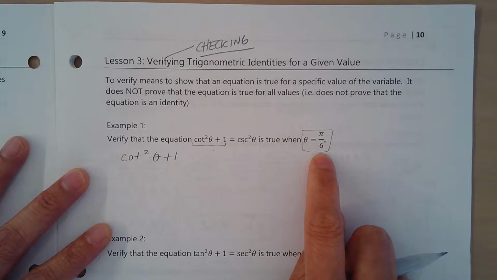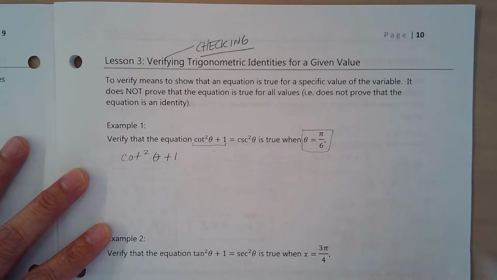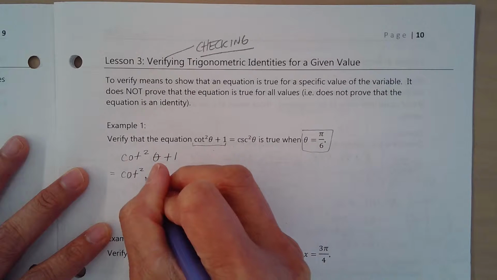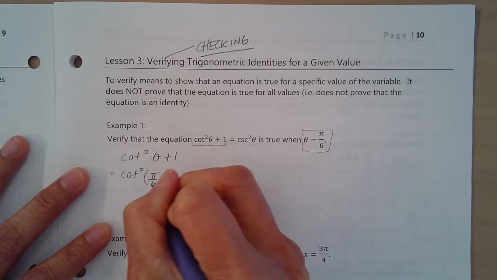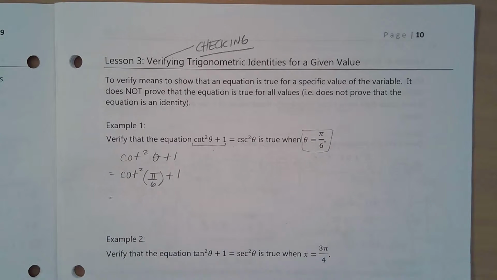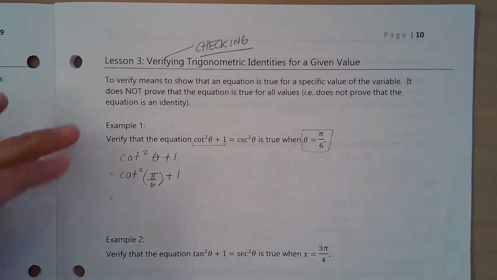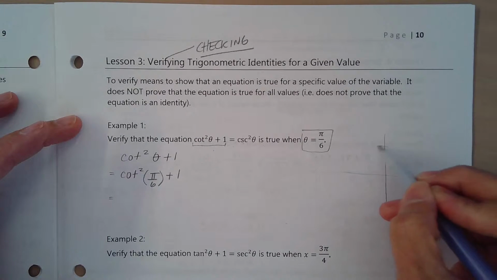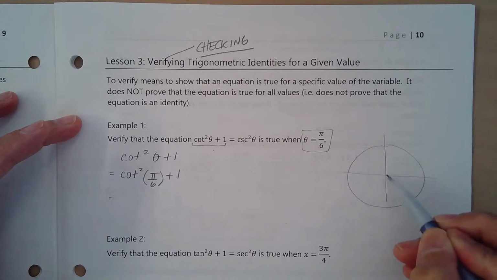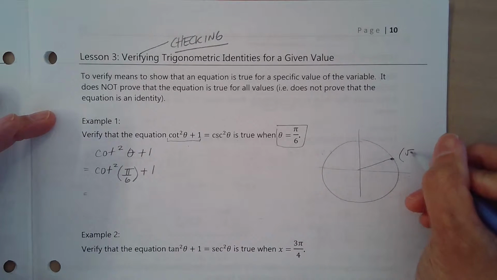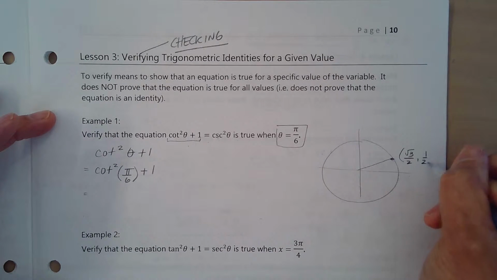We're going to replace the theta with pi by 6 and let's see what happens. So cotangent square of pi by 6 plus 1. Now we're going to take a look at this. We know pi by 6 is one of those special angles, right? Pi by 6 is over here in quadrant number 1. So pi by 6 is root 3 over 2, comma 1/2.